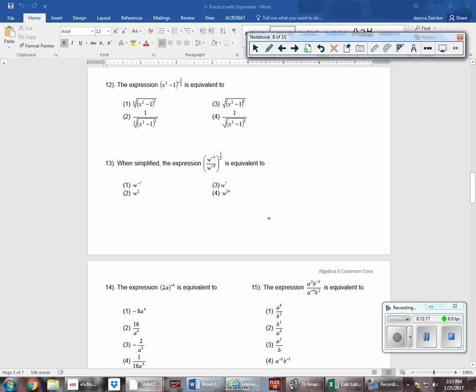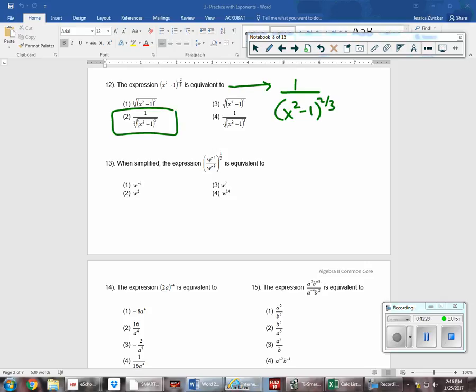We'll skip number 12. It was on your test. Just my hint for that is to rewrite it as 1 over x squared minus 1 to the positive 2/3 first. When you do that, you should get choice 2.